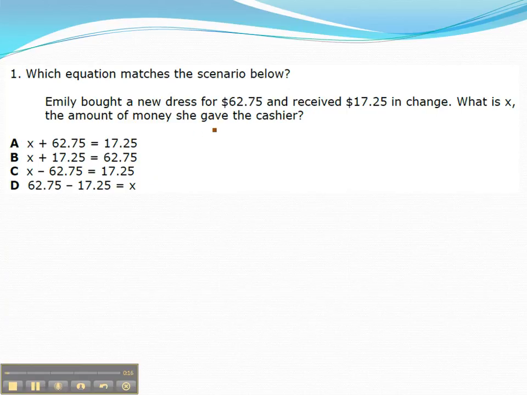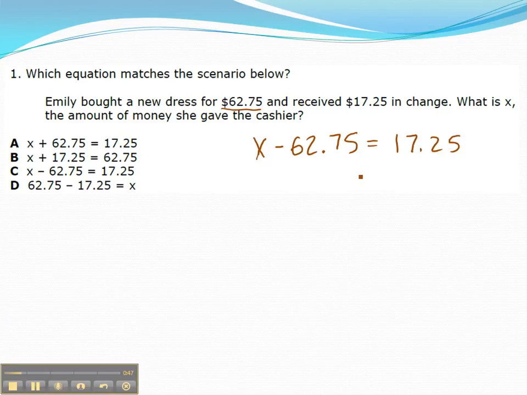It says Emily bought a new dress for $62.75 and received $17.25 in change. What is X? The amount of money she gave the cashier. So if she gave the cashier X dollars and the dress cost $62.75, you would have to subtract that money from the amount she gave the cashier, and the amount that she would receive as change would be the difference between those two.